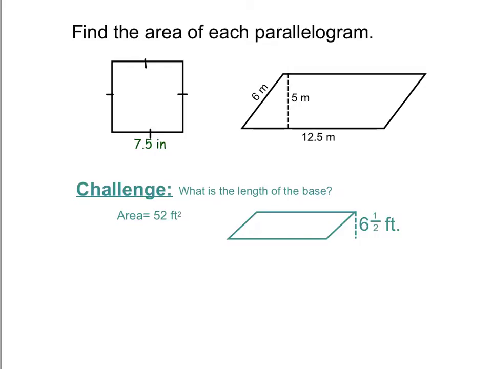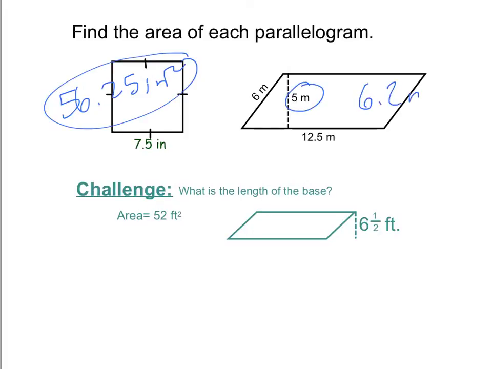Alright, find the area of each parallelogram. I want you to give this a try. Pause the video. Okay. For the first one, you should have gotten 56.25 inches squared. The second one, remember this is the height, so we got 62.5 meters squared.